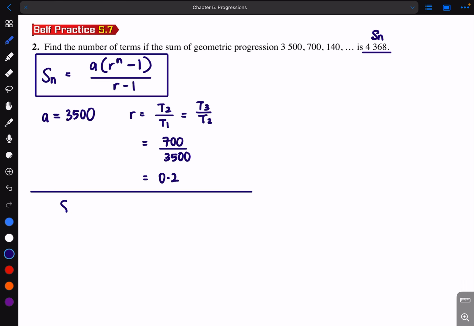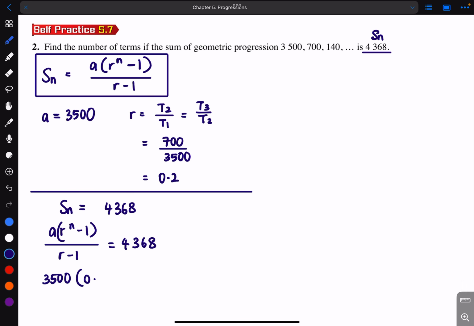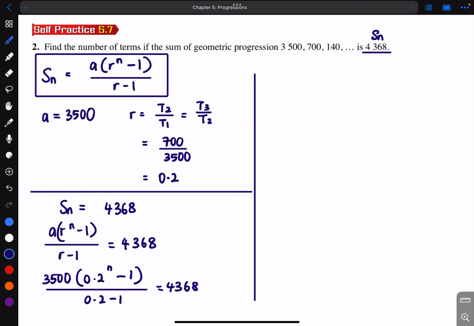Now, since we know Sn is 4368, we can say a(r^n - 1) over r minus 1 equals 4368. Then we sub in the values. So we know a is 3500, r is 0.2, power n minus 1, over r minus 1 is 4368. Okay, let's continue here.